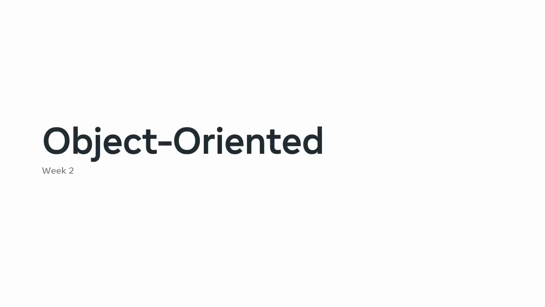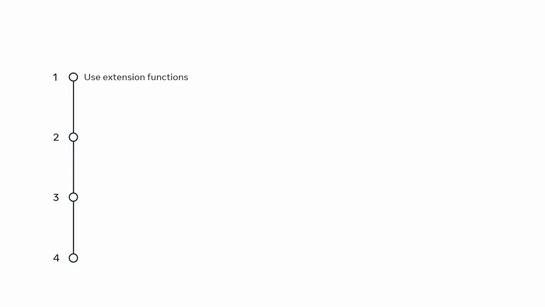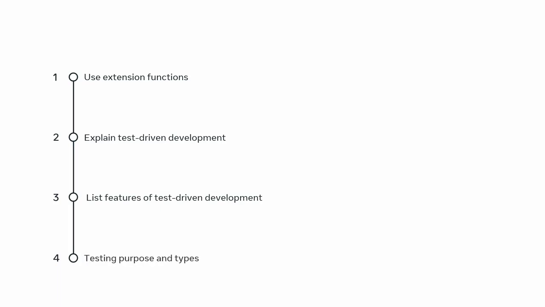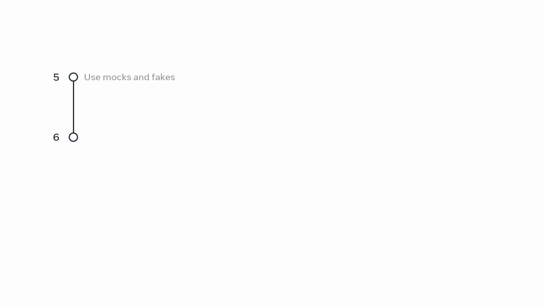Week 2 explores advanced object-oriented features. You will advance your skills during this week to be able to use an extension function to add a method to a class when appropriate, explain a testing methodology called test-driven development, list the main features of test-driven development, or TDD, and explain the purpose and types of testing. Use mocks and fakes for unit testing in Android, and define and use a generic class to solve a problem.